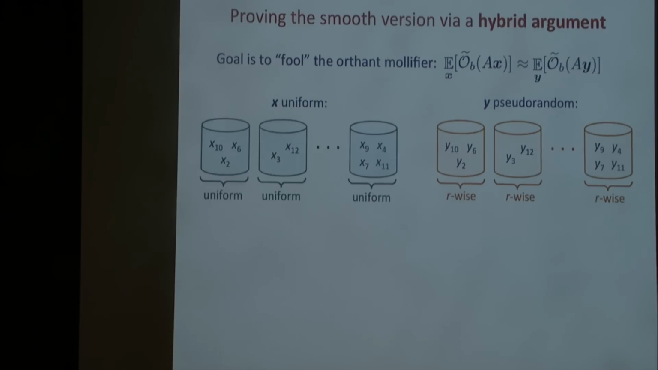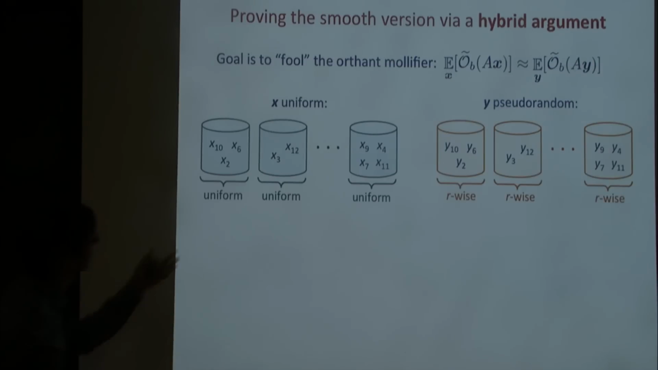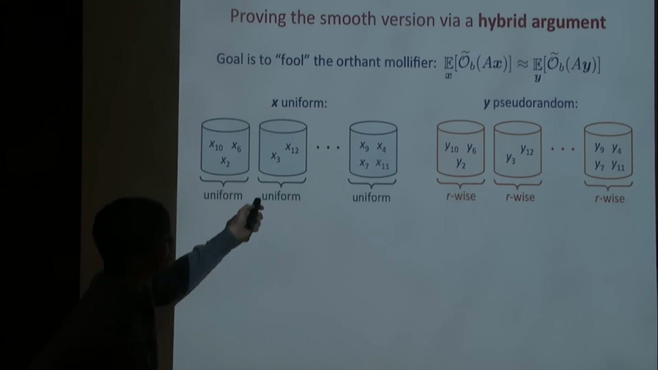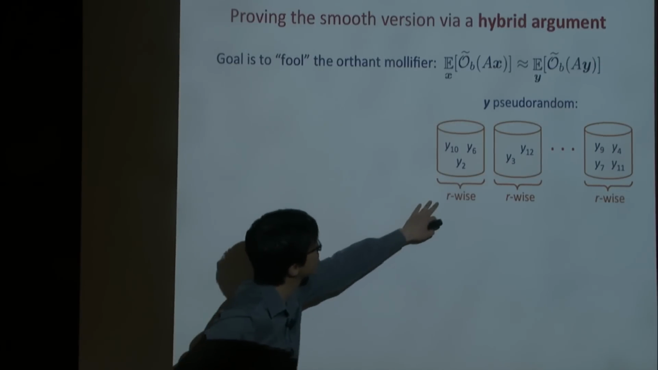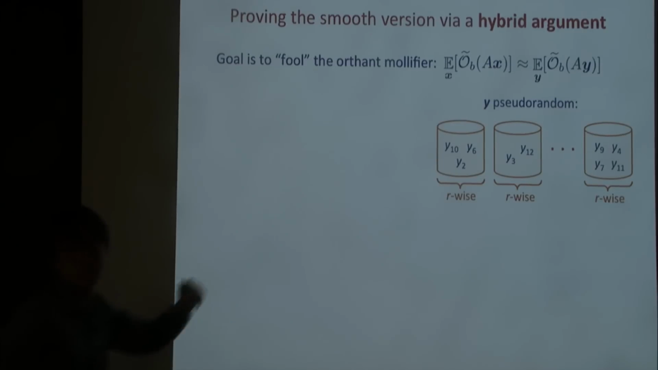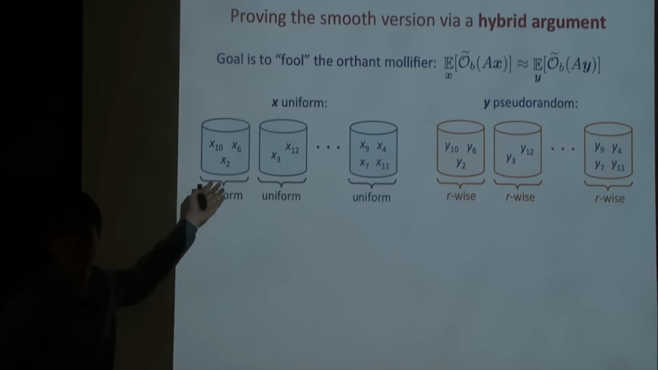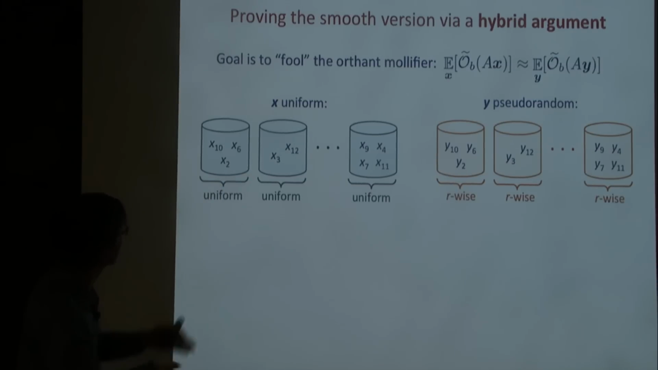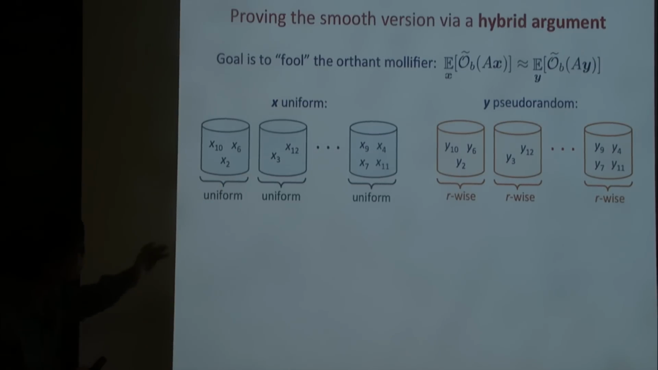My goal is to show that AX is close to AY, where X is uniform and AY is this Meka-Zuckerman generator. I can certainly view uniform X this way, where I hash into buckets, but every bucket, rather than R-wise independent, is uniform. This is certainly also a uniform distribution.